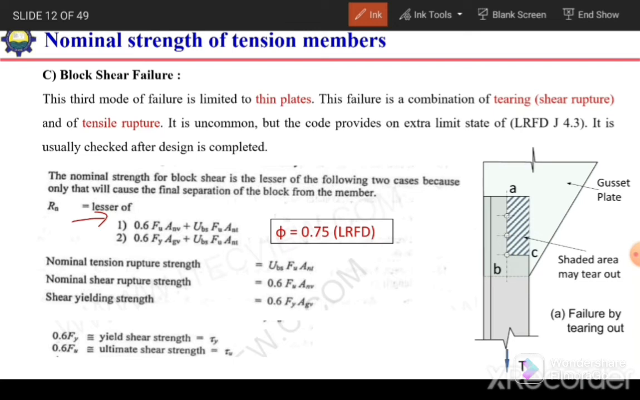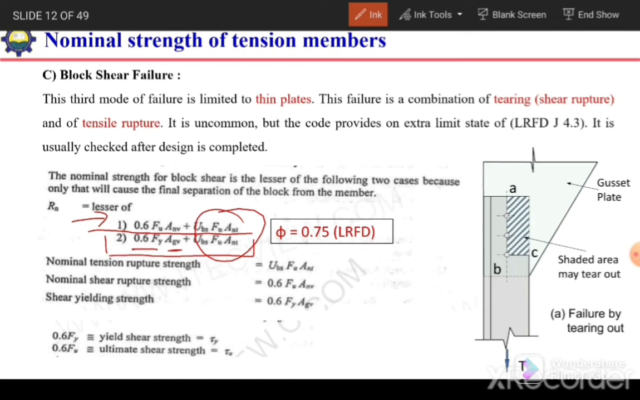According to the AISC code, it considers only the rupture, but some authors consider the shear yielding as a failure: tension rupture plus shear yielding. If we consider the shear yielding as a failure, then the strength will become 0.6 Fy, meaning instead of Fu we will consider Fy because we are considering yielding, and the net area in shear will be changed into gross area in shear, and this factor will remain the same.